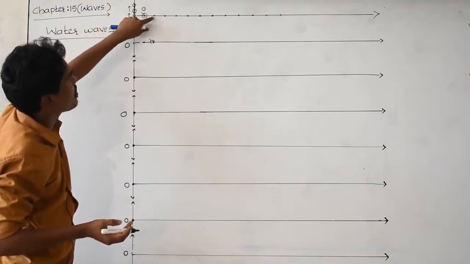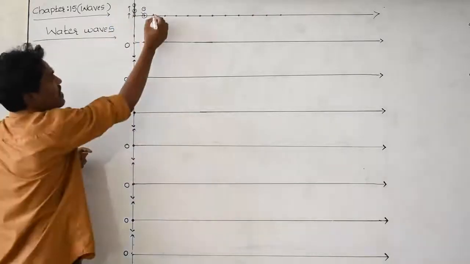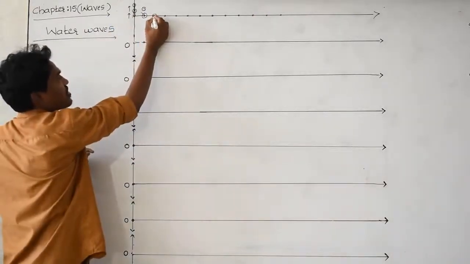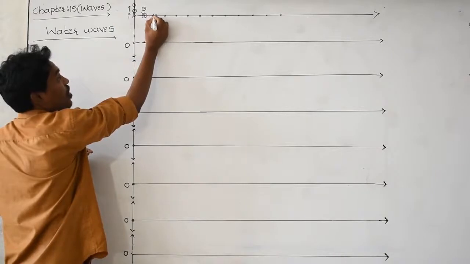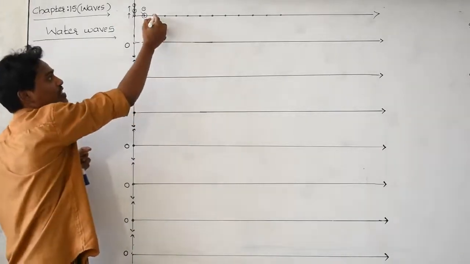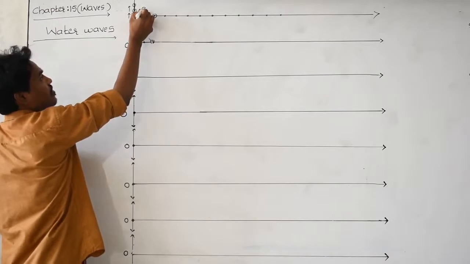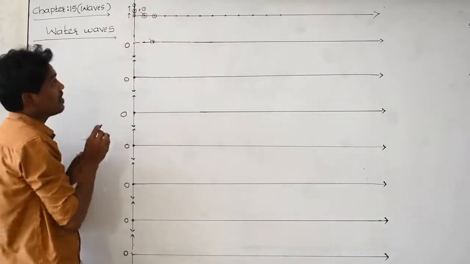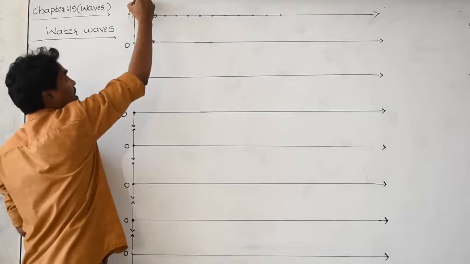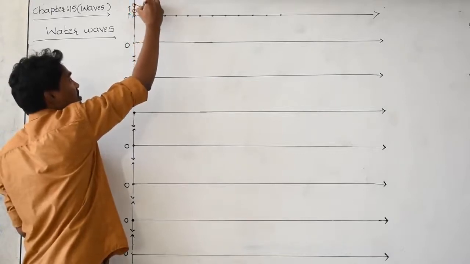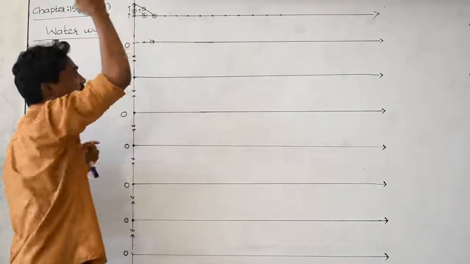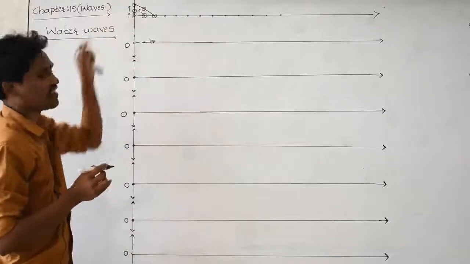And what about the third particle? The third particle is still at rest, because the disturbance from the second particle has not reached the third, that's why it is at rest. And the direction of the second particle is also upward. Then what is the nature you are getting? See very carefully, you are getting the nature like this.